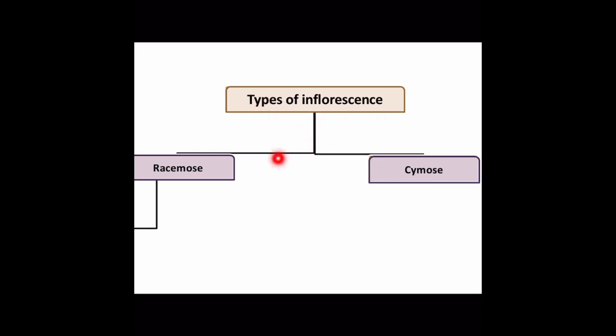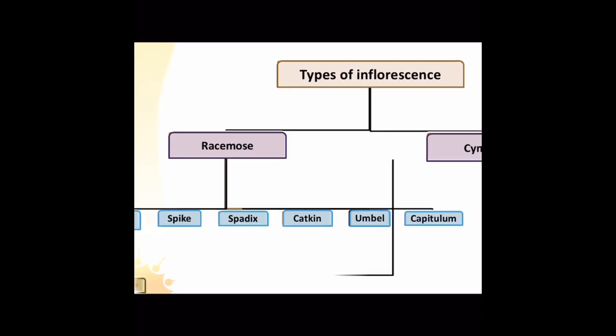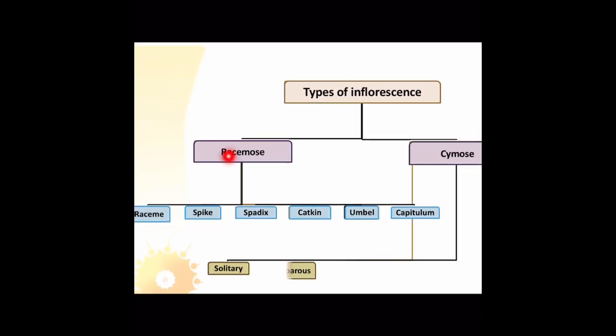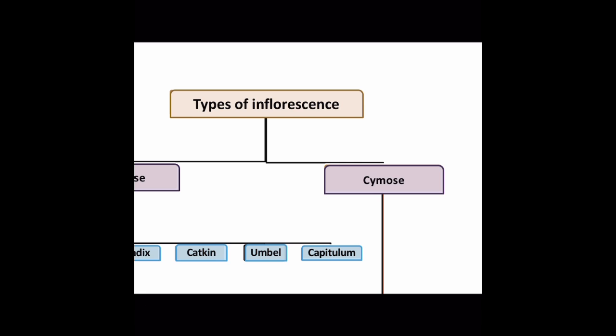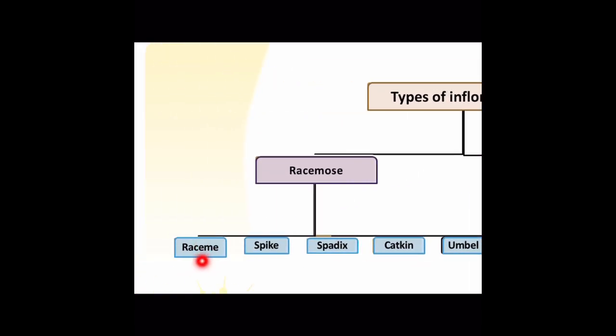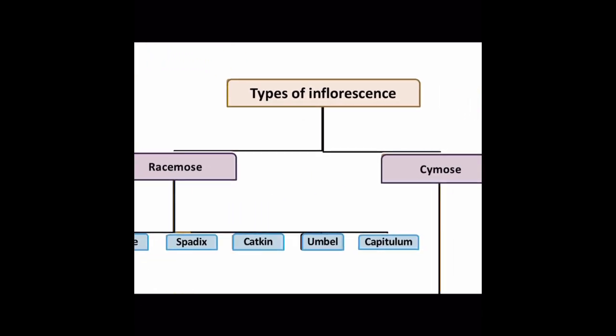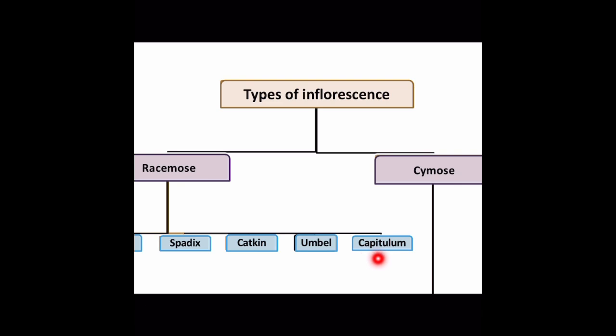Types of inflorescence. There are two types, racemose and cymose. There are subdivisions of racemose. They are raceme, spike, spadix, catkin, umbel, and capitulum.